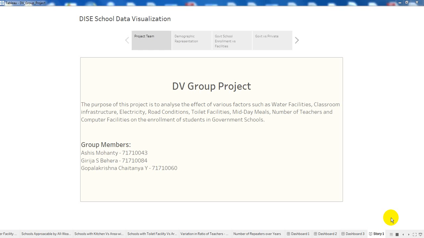The analysis is based on the DISE dataset, which is published annually and contains the information on the various districts all over India.